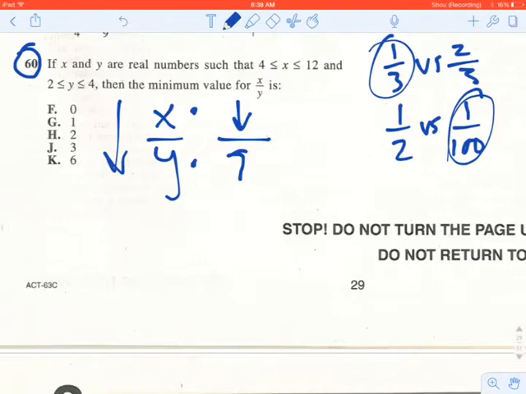So the smallest possible value for x is 4. And then the largest possible value for y is 4. So 4 over 4 is equal to 1. So we will find 1 to give us the smallest possible value for x over y.